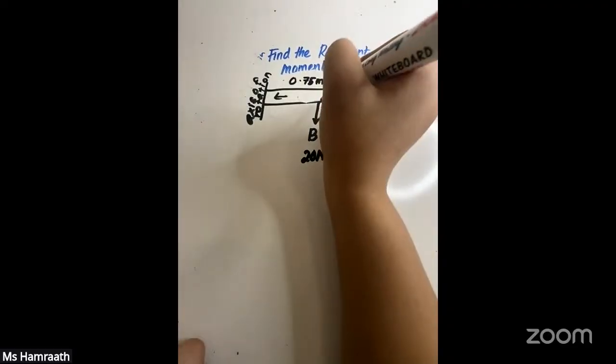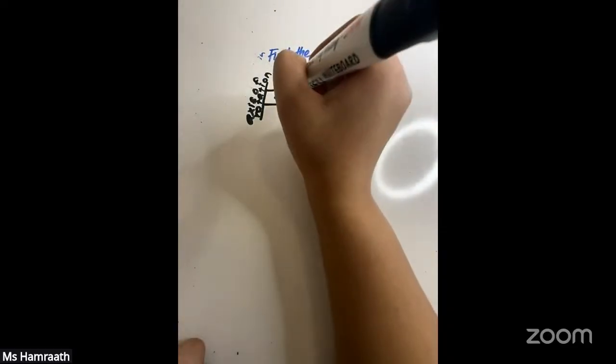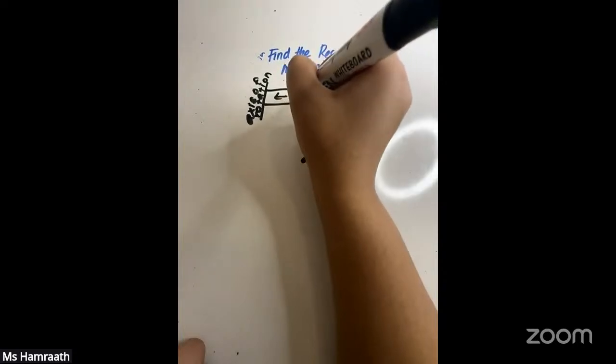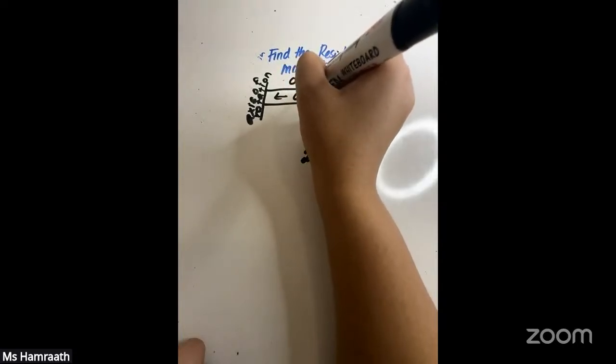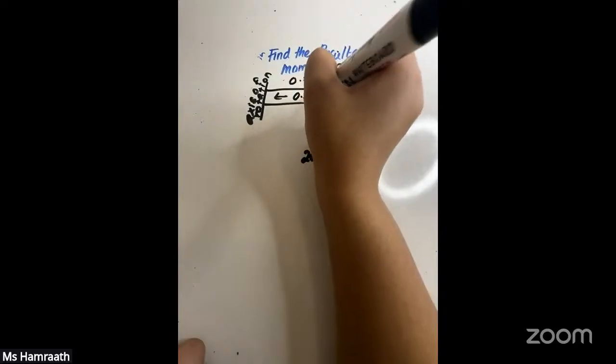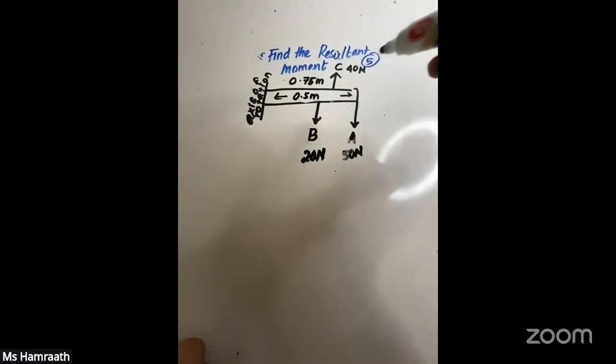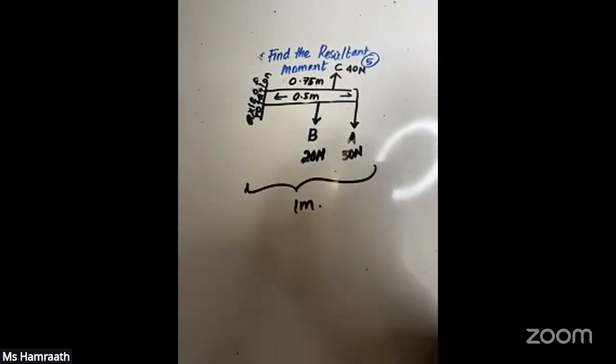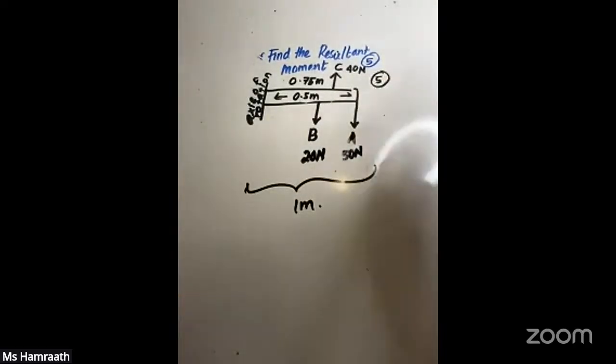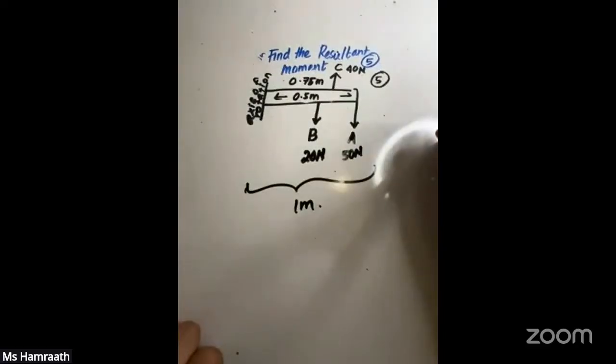From the B to the axis of rotation, let's say 0.5 meter. But the whole rod, let me mark it here, is 1 meter. Okay, so the whole rod is 1 meter. Resultant moment. Can you find the resultant moment? I'll give you 5 minutes. Can you find the resultant moment? I'm giving you the maximum time to practice more so that you will get more idea.